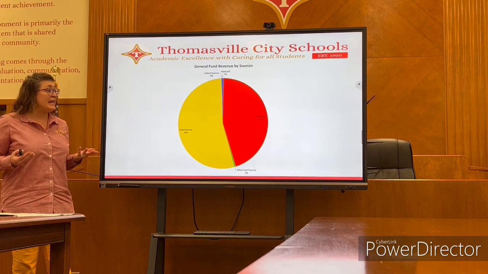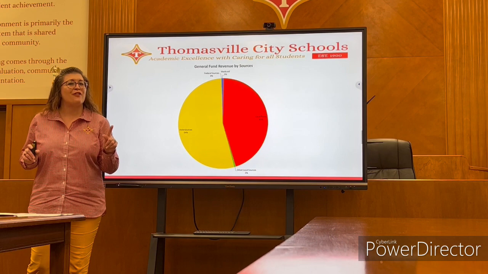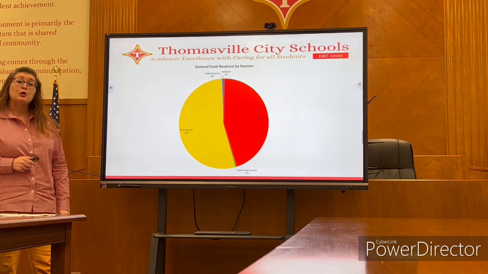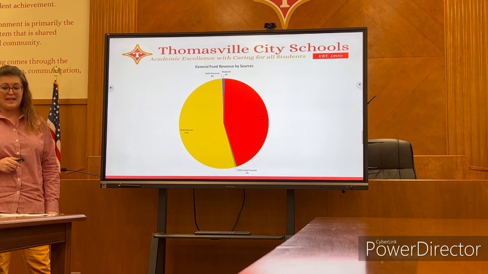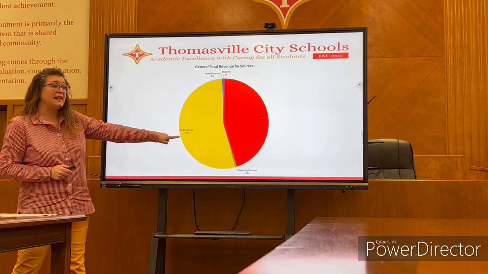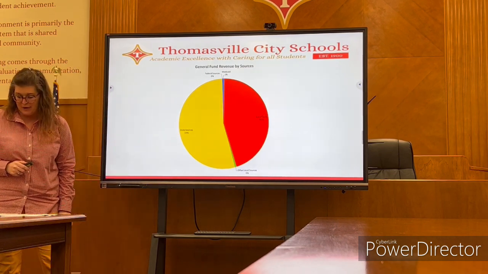When developing any budget, you must first decide how much money you're going to have. We call this revenue. For our public school system in Georgia, our general fund revenue consists of two primary sources of income: state sources, which represent 54%, and our local taxes, which are 45% of our revenue.